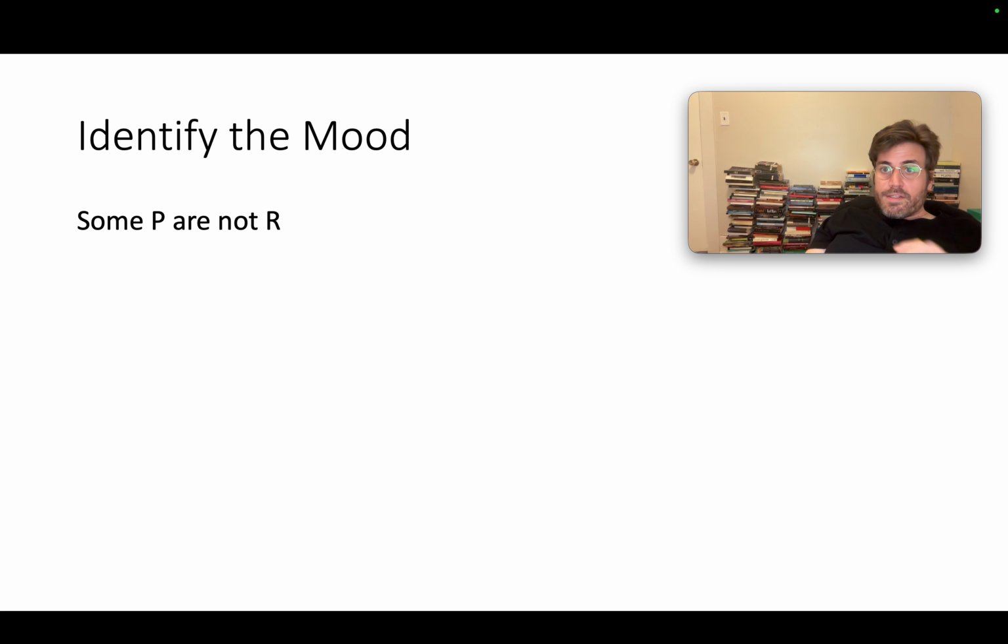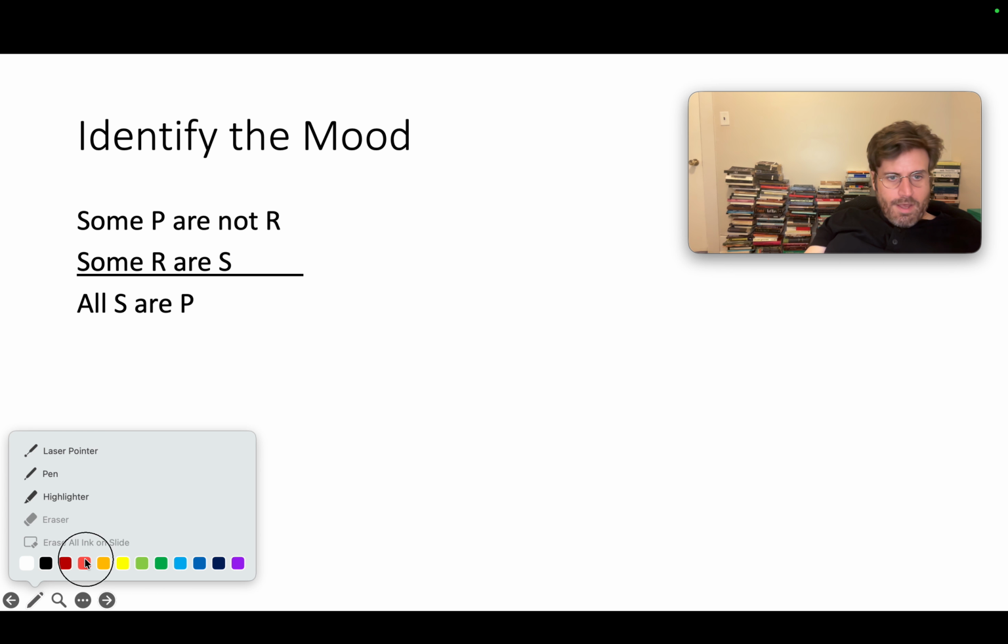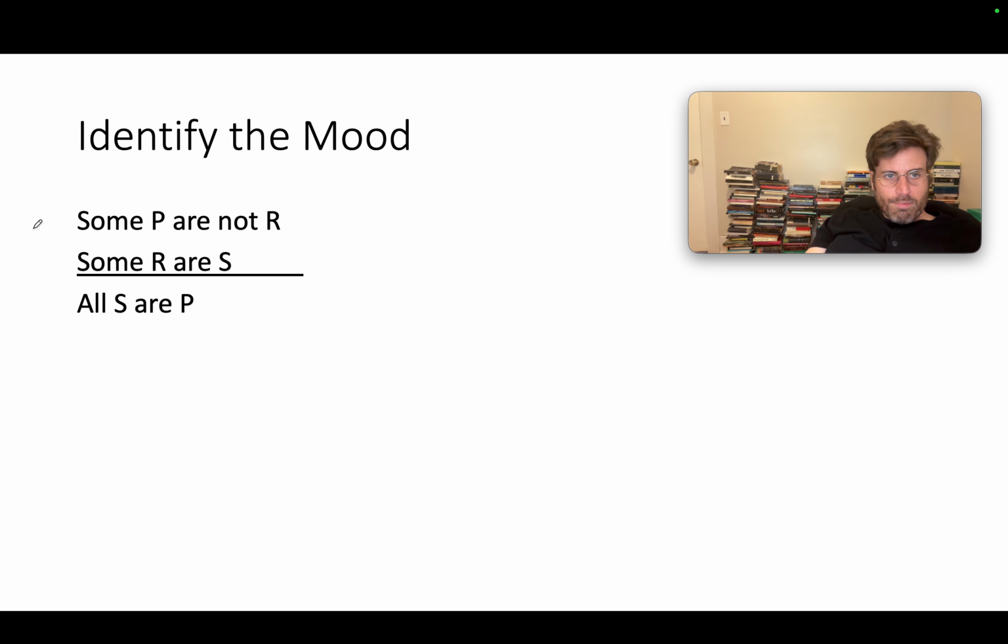Here is a formalized example of a categorical syllogism. Some P are not R, some R are S, therefore all S are P. So notice we have in our first premise our major premise, and then we have our minor, and then we have our conclusion. So here we're just really focused on mood. So try to write in for yourself the categorical proposition type for each sentence to determine the mood.